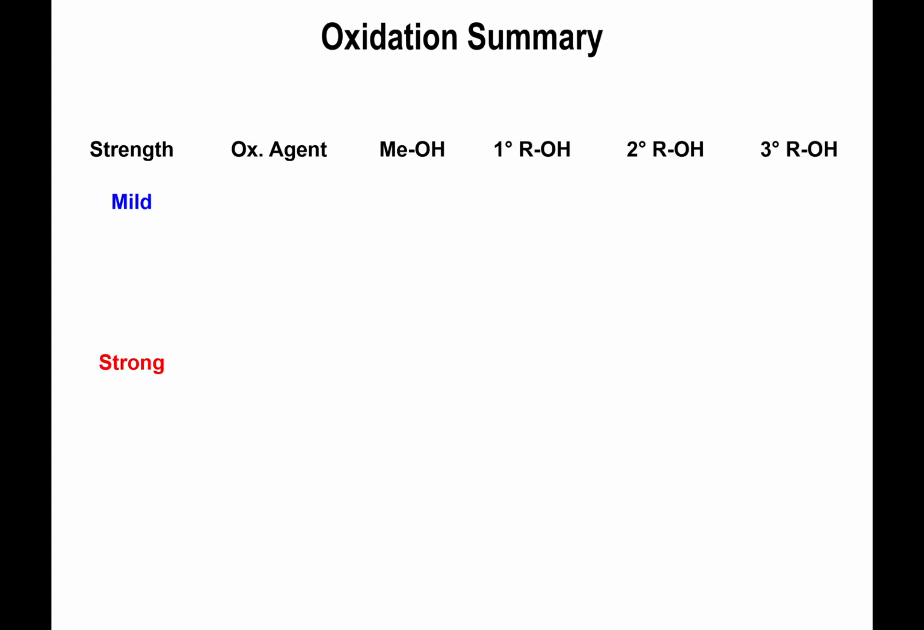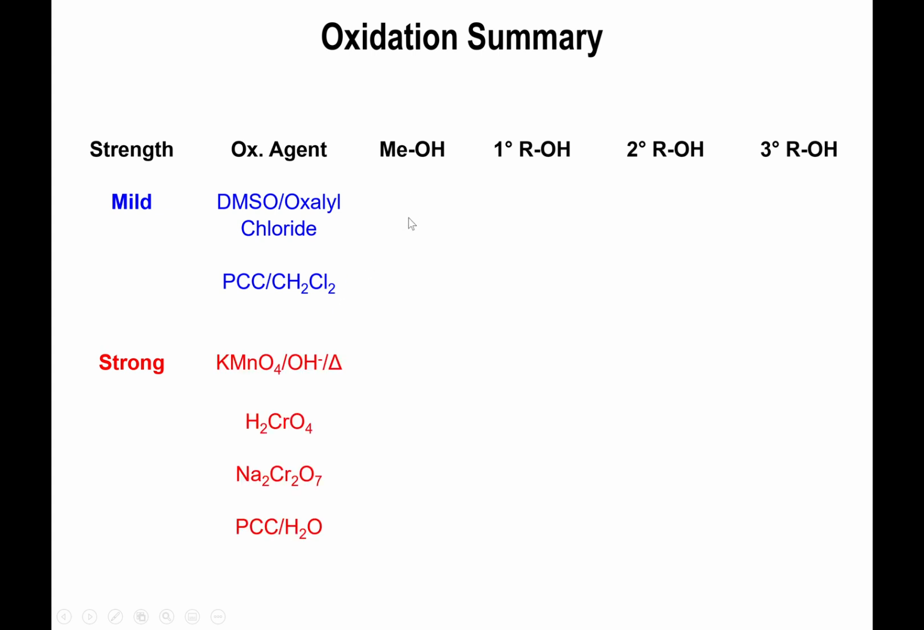All right, now what I want to do to finalize this video is to give you a little table summarizing everything that we've done. We have oxidizing agents, right? Mild and strong. And for the mild ones, we have the Swern reagents, the DMSO oxalyl chloride combo, as well as PCC in organic solvent, specifically methylene chloride. In other words, you want this to be as anhydrous as possible. So what happens is that for methanol, you will produce a certain molecule.